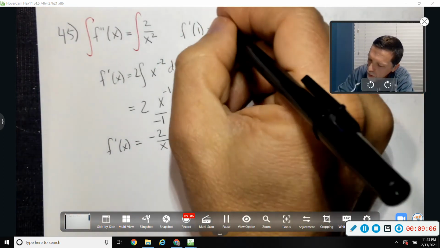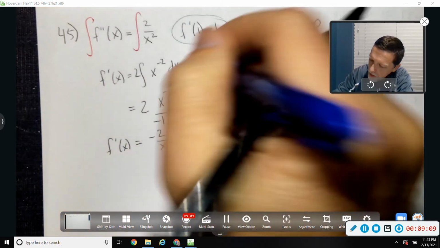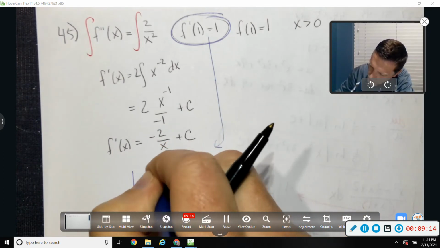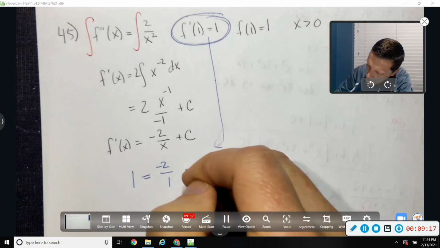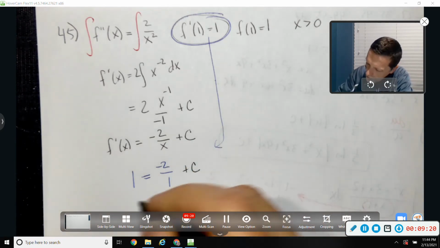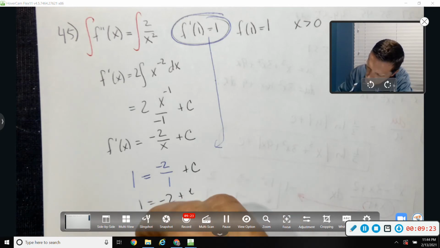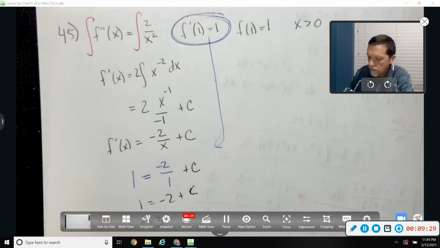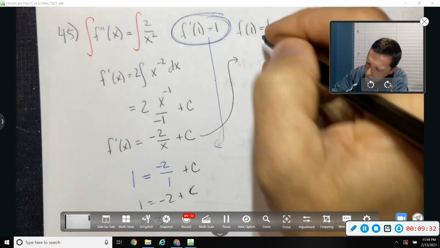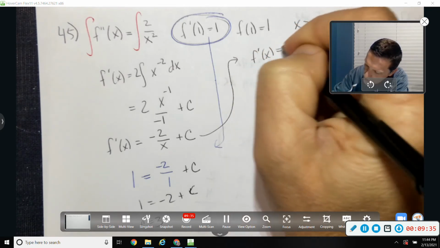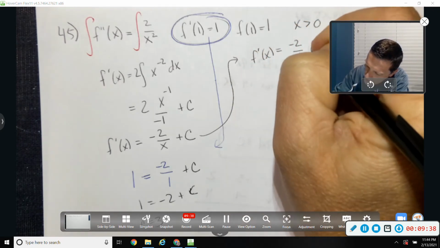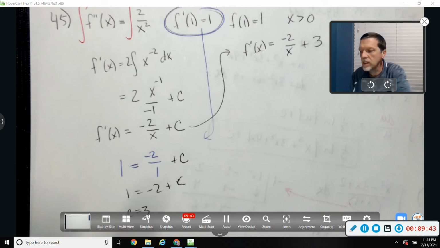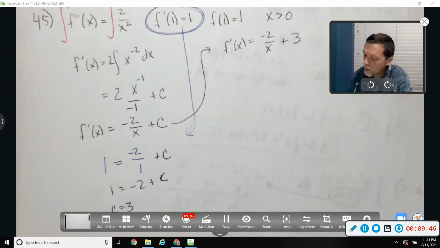But I know that f prime of 1 is 1, so if I use this piece of information, 1 equals negative 2 over 1 plus c. So c equals 3. Alright, so I'm going to kind of restart the problem here. F prime of x is negative 2 over x plus 3. Some of you are leaving that step out. After you find c, you need to include it in the rest of the problem.